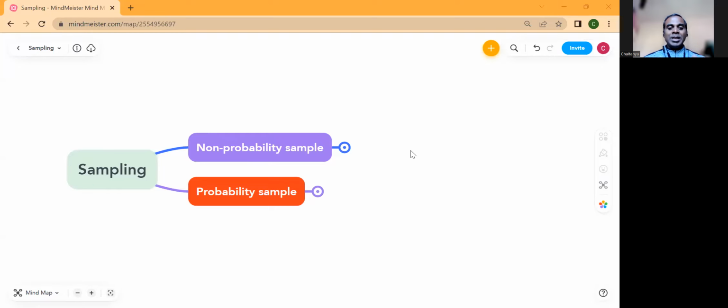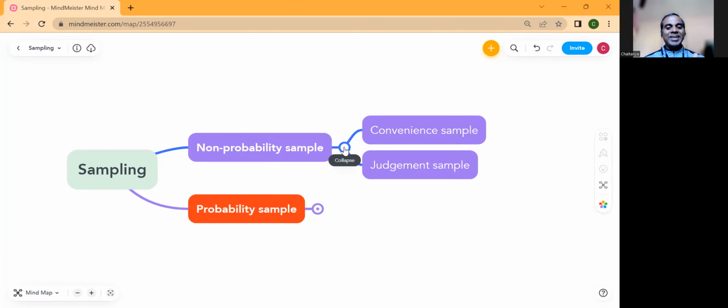What is the advantage of it? It's very fast, very easy, no hassles. Large data can be generated if you have a large network of friends or acquaintances, but we know the downside. So this is one example of a non-probability sample. By the way, it's one of the categories of non-probability sample, and here is that convenience sample.